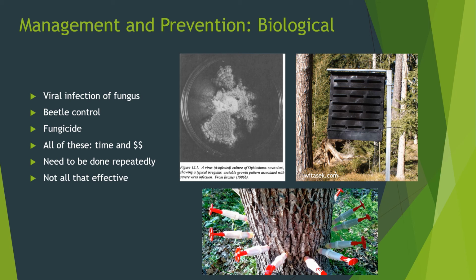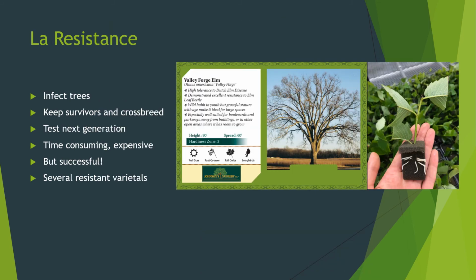Fungicide is effective, but it's also expensive and time consuming, and only works for a couple of years, and then you have to redo it. So it's not all that effective in the grand scheme of things. It's only done for really important trees. Probably the most promising direction is the crossbreeding of trees that have been found to have a high resistance to Dutch elm disease. This takes decades to successfully do.